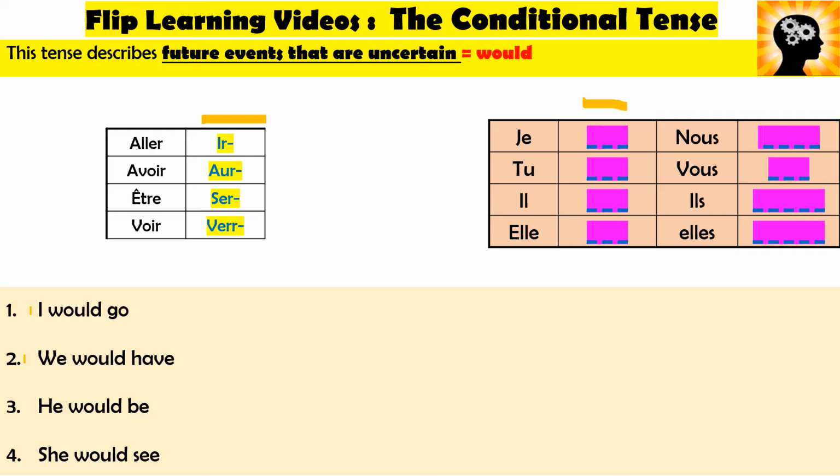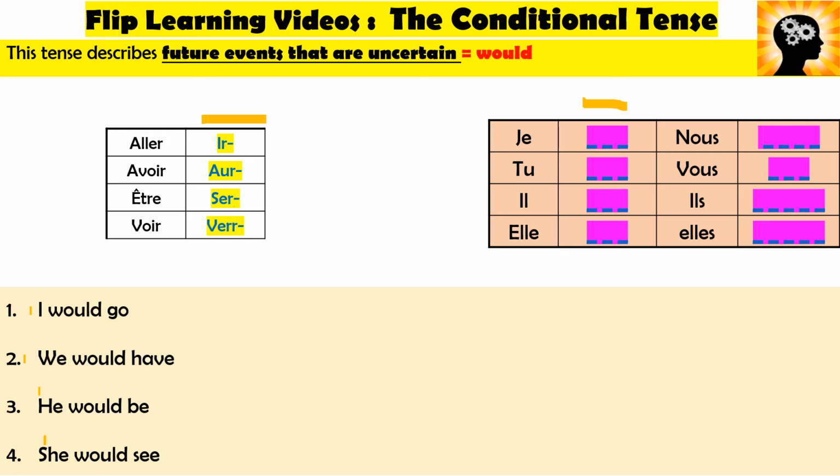Here I've got 1, 2, 3, 4 phrases, pardon, 4 verbes en anglais. Il faut traduire: I would go, we would have, he would be, she would see. Il faut traduire les 4 phrases ici en français pour moi, s'il vous plaît. Je vous aide pour le premier.